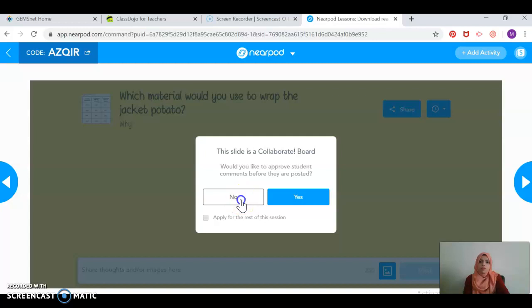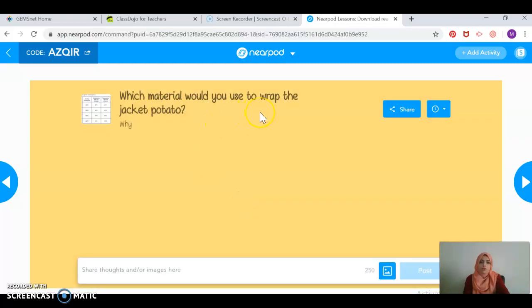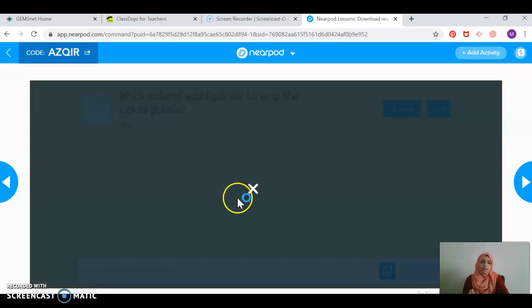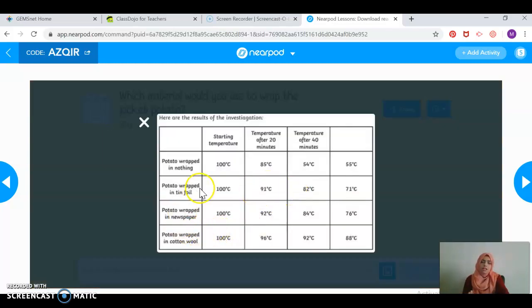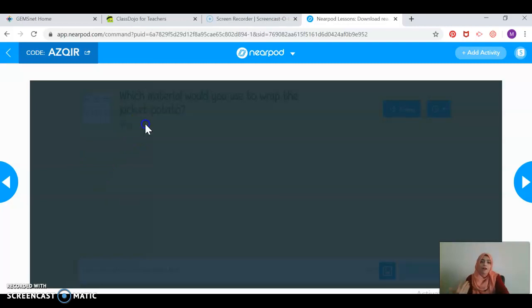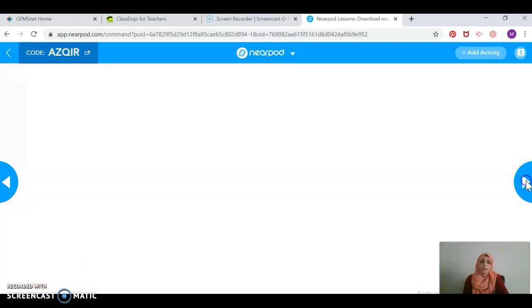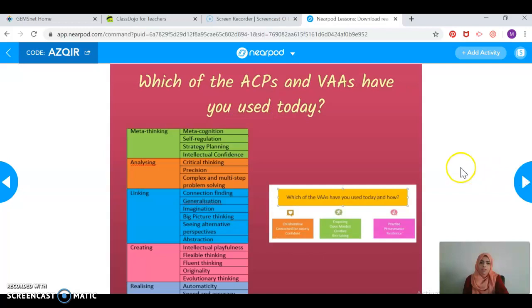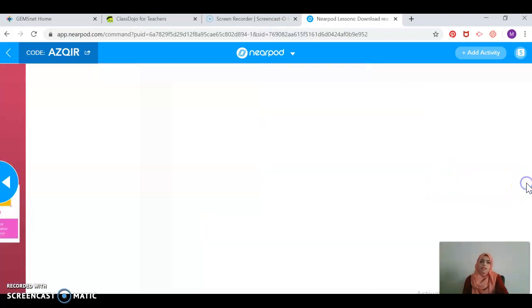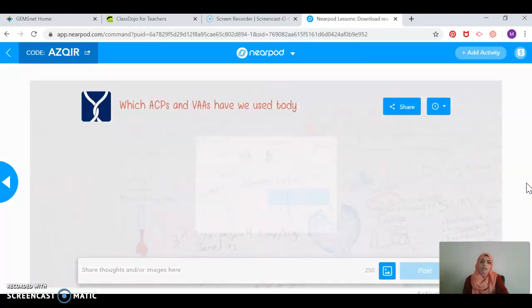Next we come to which material you would use to wrap the jacket potato, and why. Looking at their observation table, which material would you prefer? Would you wrap it in tin foil, newspaper or cotton wool? You have to give your answer and why you think you should wrap it in that material. Then the last thing is, what ACPs and VAs have we used in our lesson today?